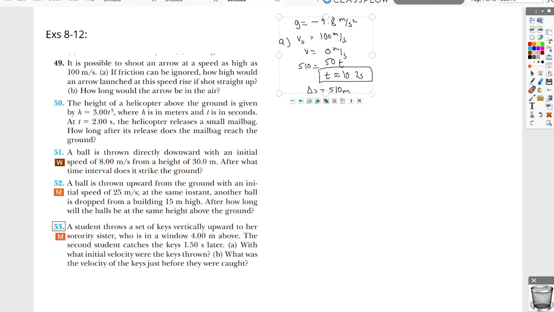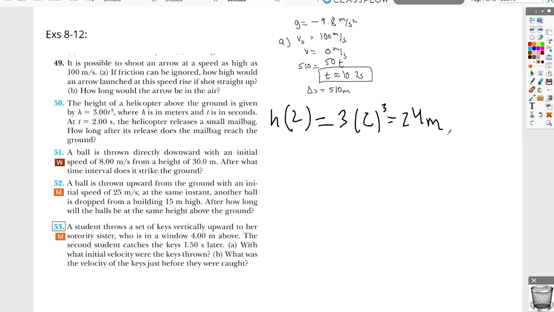So we have our g is 9.8 meters per second squared. I'm just going to put g as g from now on. I'm not going to put the negative 9.8 meters per second squared. It takes too long. So let's see what the first height is. The height of the mailbag at its initial launch. So h of 2 is 3 times 2 cubed, which is 24 meters. So that's our delta y. It's 24 meters.